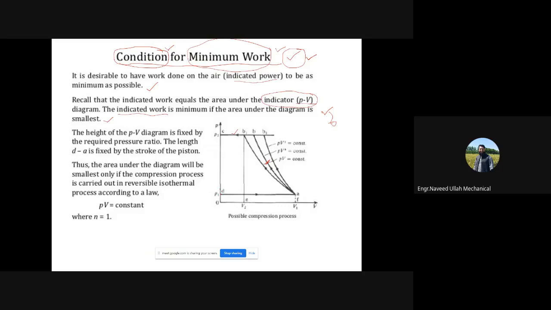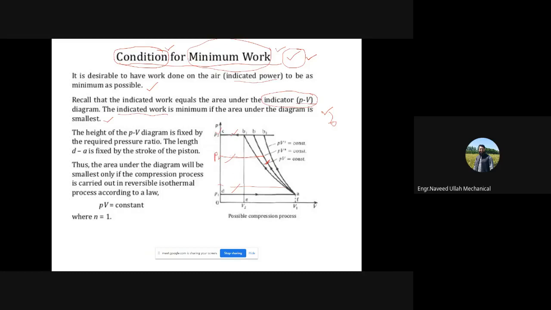One is that, for example, you take this line to this position, and similarly you can take this line from here to this position. You can see that you can decrease the area under the curve and consequently the work consumed by the compressor. But these two things are actually not possible, or you can say they are not practical. Let us talk about P2.